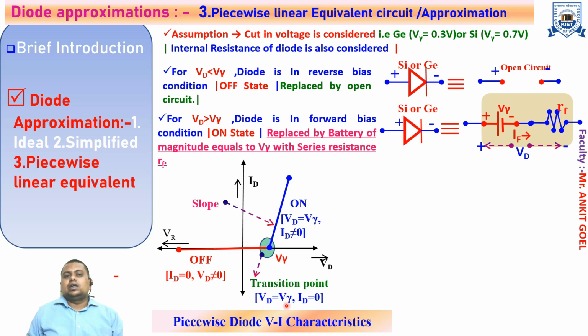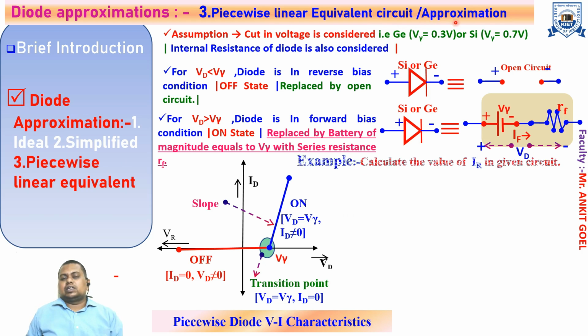This is the transition state in which VD is equal to V gamma, that is, the voltage across the diode equals the cut-in voltage, but the current is 0. Here the current is not equal to 0. Let's solve the same numerical as in the previous case by considering this piecewise linear equivalent circuit approximation.